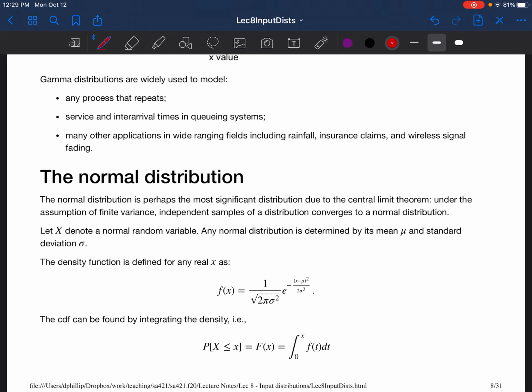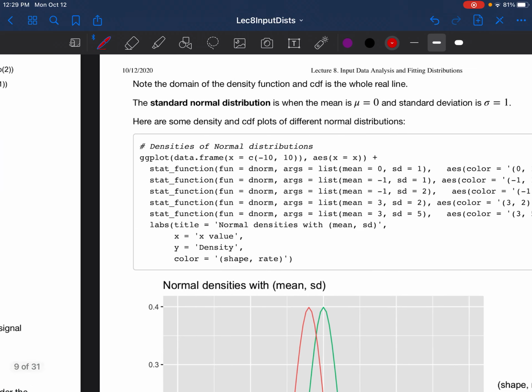It has a density function given here. It looks kind of nasty because of that 1 over square root of 2 pi sigma squared. It's specified by giving the mean and the variance, and then it spits out the function. So it's also quite nice because of that. You integrate the density to get the CDF. Usually you have to do that numerically. There's not a closed form way of writing it down.